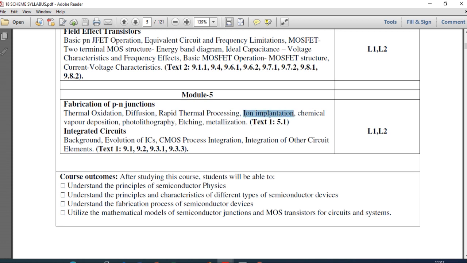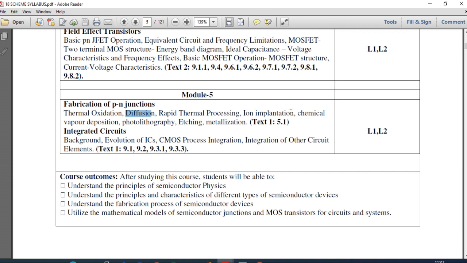Here the ion implantation and diffusion processes are the same. The only change is that ion implantation requires less temperature, while diffusion requires more temperature. That's the change. Hence ion implantation requires less energy and cost, and diffusion needs more energy and more cost.